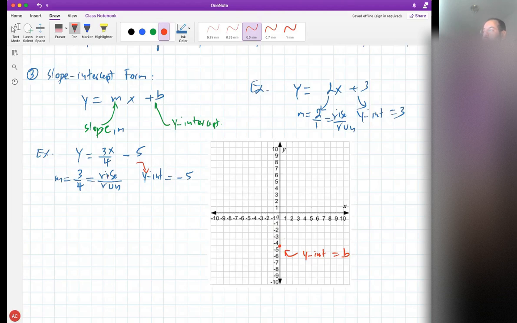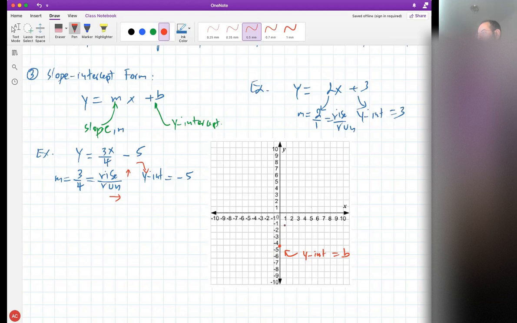So we did the rise. The rise basically means go up, or sometimes go down. And the run means go to the right, sometimes go left. We're going to see when. So from the y-intercept, go up 3 units, that's the rise, then go to the right 4 units. So start from here, go up 3: 1, 2, 3.